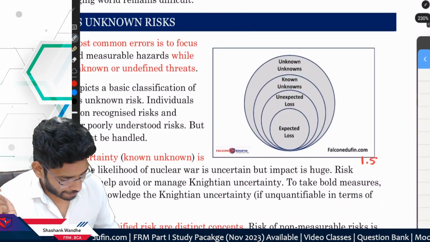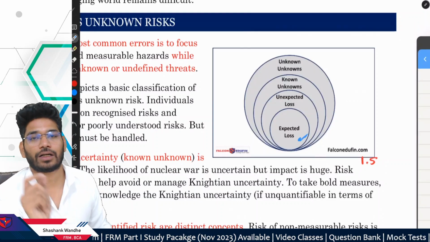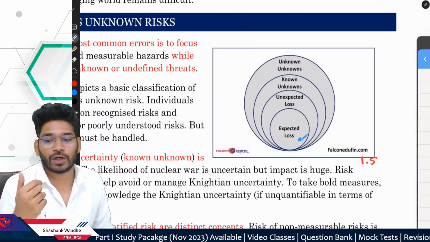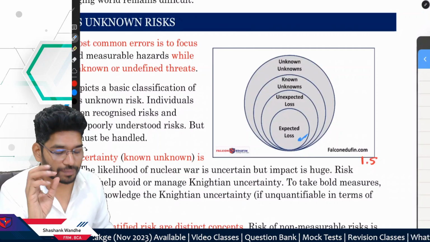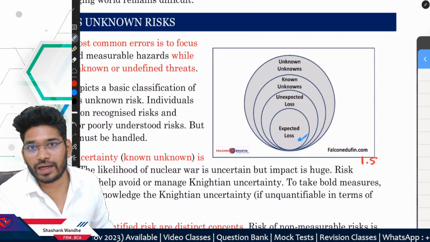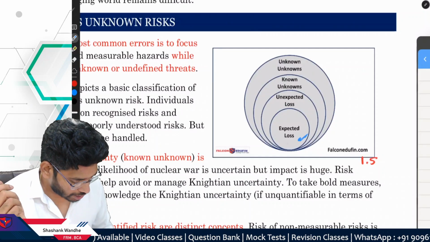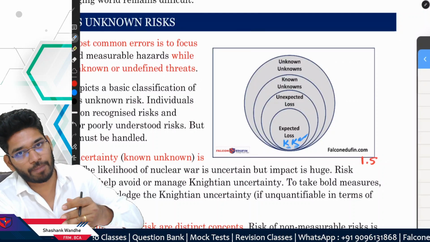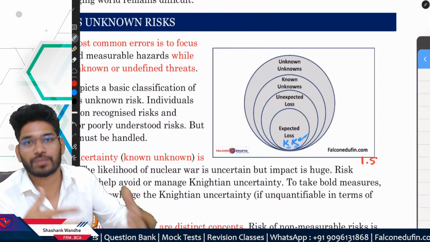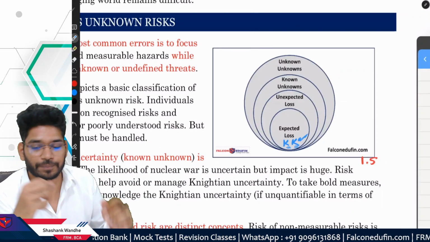So first we have the expected losses. Expected losses are the losses which are coming from a known risk, but at the same time, with a known quantity or known impact. So both are known. Okay. We know the type of risk. Obviously, to quantify something, you must know that particular thing, right?